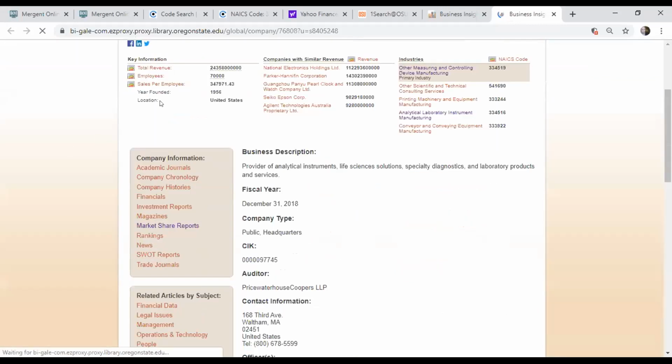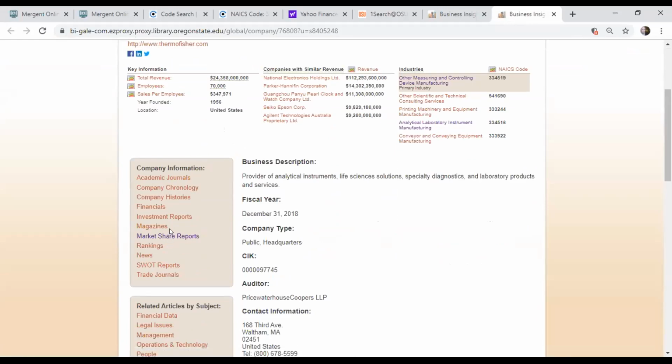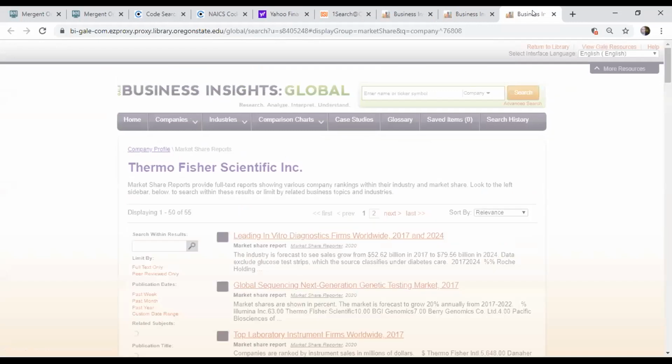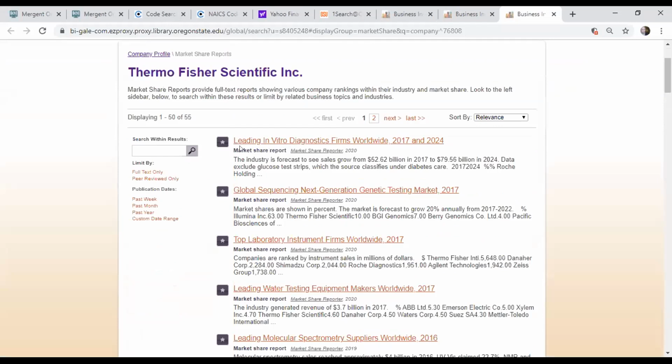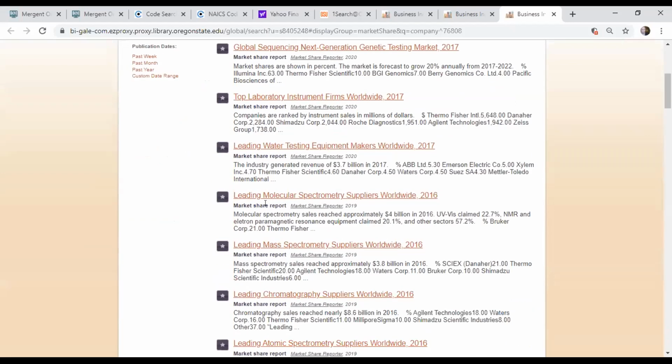So once I found my market, I'm going to look at some market share reports. And this is how the market has grouped these competitors. And that's going to give me some insight into who the leaders are and how the market is grouping. So for example, with market share reports, and again, these market share reports will probably be similar across research databases, so it is just finding what your research database has. But in vitro, I know is going to be something that I'll want to look at, molecular spectrometry, mass spectrometry.